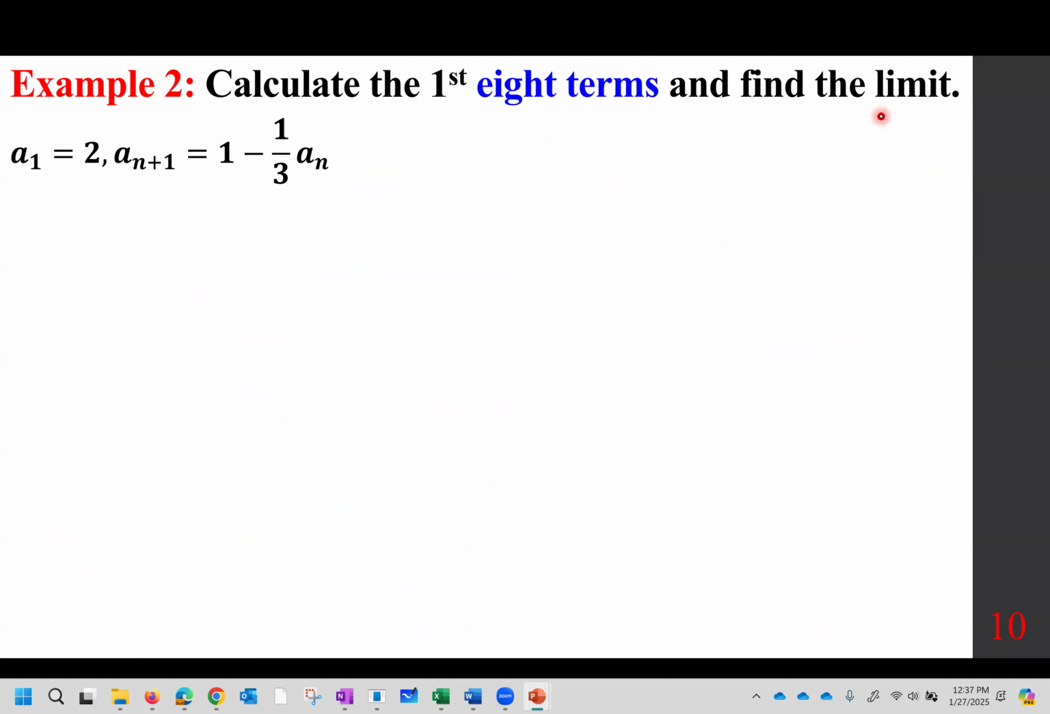Calculate the first 8 terms and find the limit. The first term, a sub 1 equals 2. Then a sub n plus 1 is 1 minus 1/3 a sub n. That means if you want a term, it is 1 minus 1/3 of the term before that. Since I have a sub 1 now, I want the second one, a sub 2. If I want this to be 2, then this must be 1.